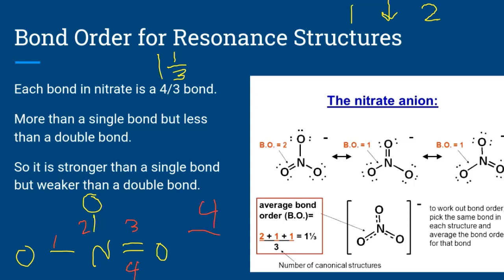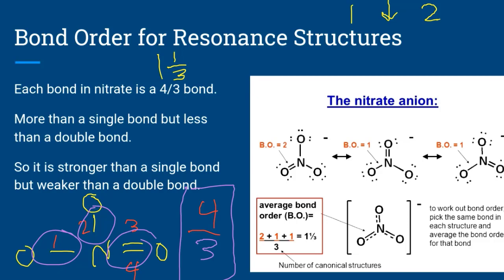Then in the denominator, I put how many areas are there for me to have bonds. So here's 1, and here's 1. So 3 in the bottom, and that will give you the bond order every single time. Count the individual bonds that are there, and in the denominator, just look for the domains, or how many areas are there to put bonds, and that'll give you the bond order.